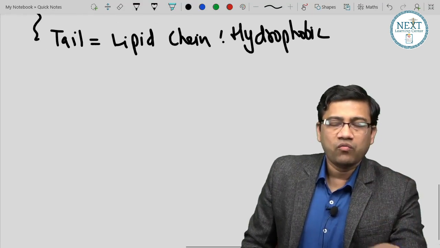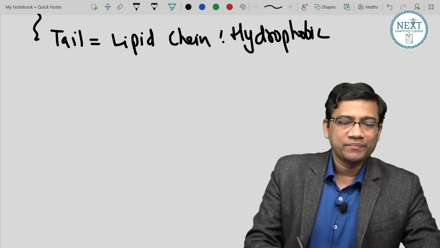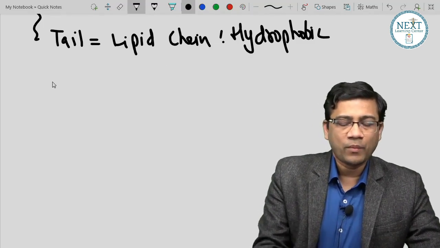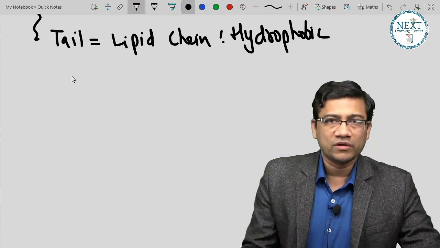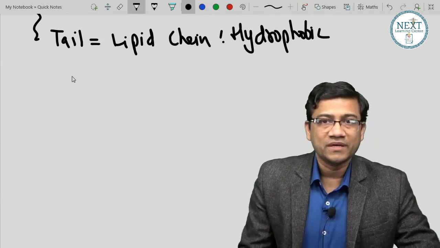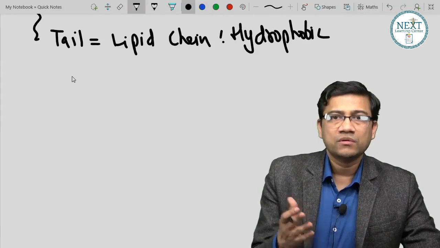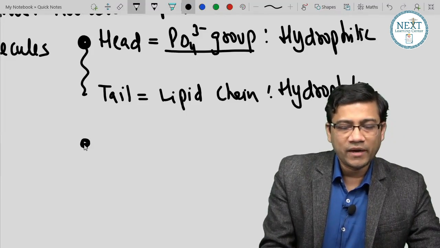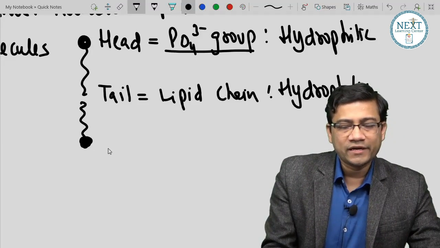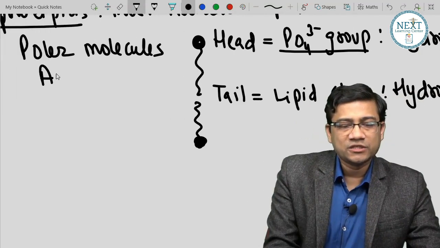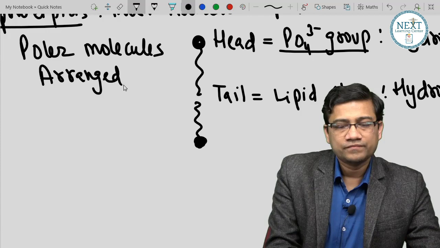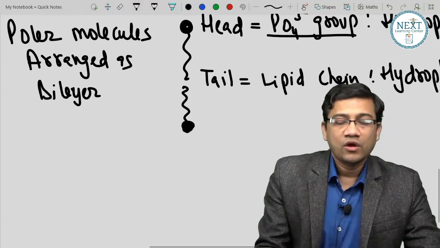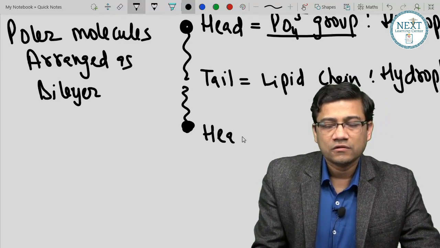Now what is the condition or funda here? The tail, the hydrophobic part, has the following property. First, it will be repelled by the water. But the problem is, where is water present? Inside the cell, outside the cell, or both? Both, ICF and ECF. So the solution to this problem is to arrange them as a bilayer. So what is the effect of arranging as a bilayer? Both the head ends will face what?